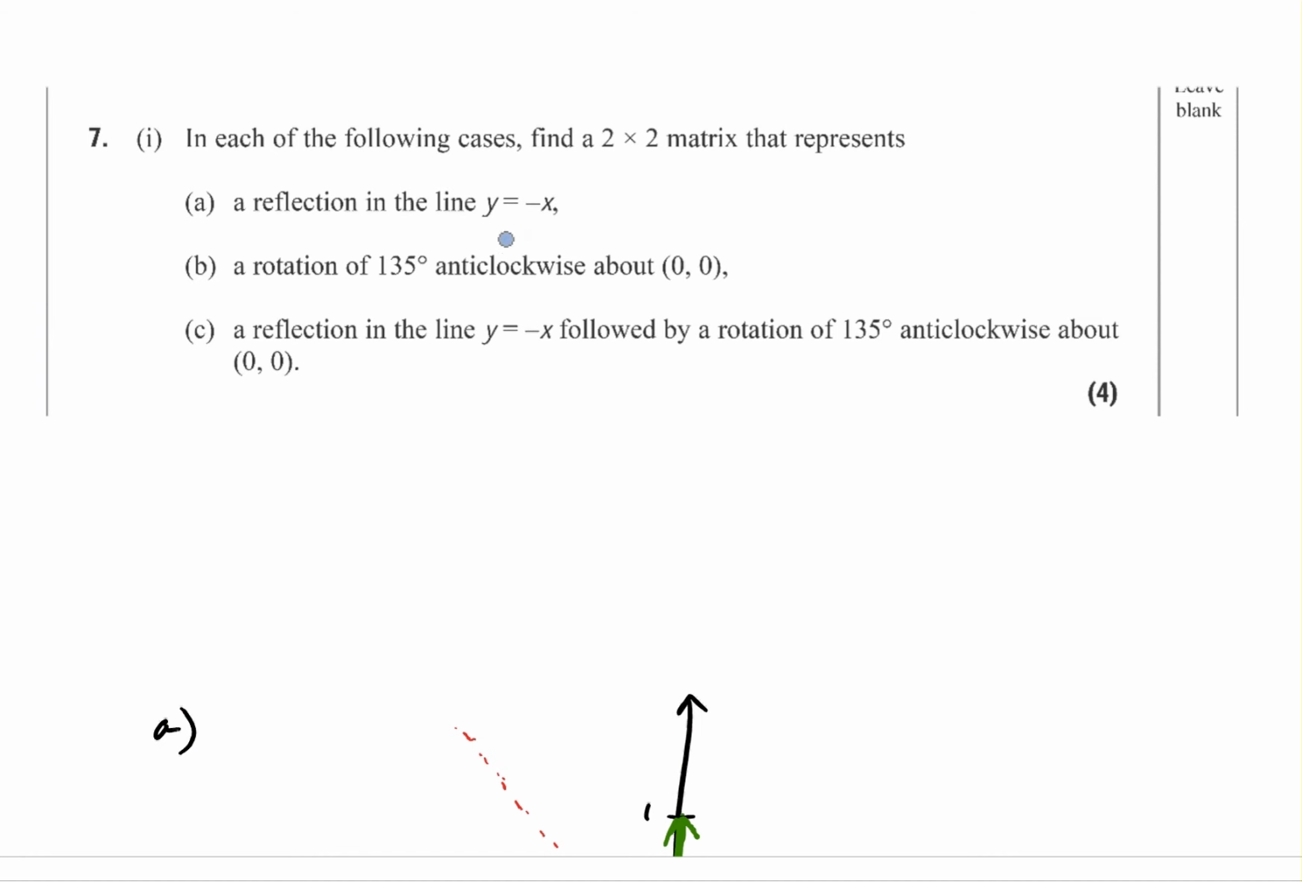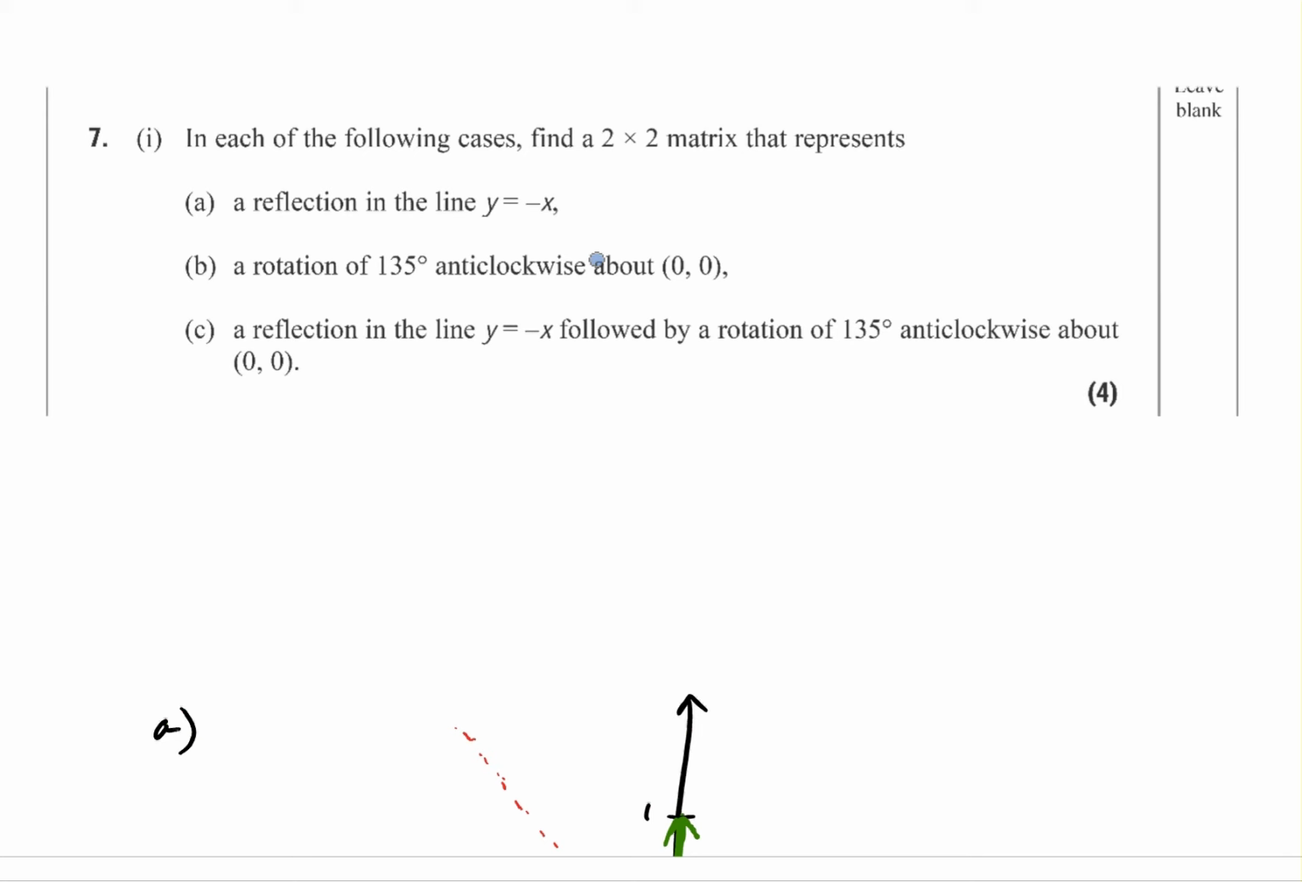part A, a reflection in the line y equals minus x, part B, a rotation of 135 degrees anti-clockwise about the origin, and part C, a reflection in the line y equals minus x, followed by a rotation of 135 degrees anti-clockwise about the origin. So part C is basically just putting these two things together. Right, okay, so 4 marks for this part of the question.